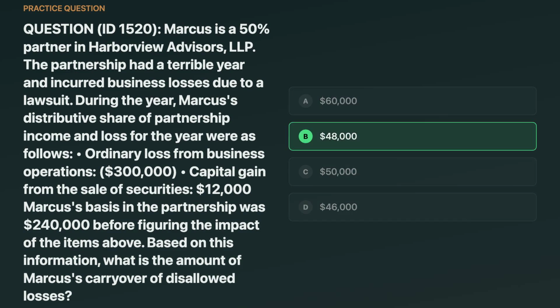The carryover is $48,000. Basis is increased first by the $12,000 capital gain, bringing basis to $252,000. Then you apply the $300,000 ordinary loss, but he can only deduct losses up to basis. The excess, $300,000 minus $252,000, is $48,000 carried forward. The tempting wrong move is ignoring the gain increase.